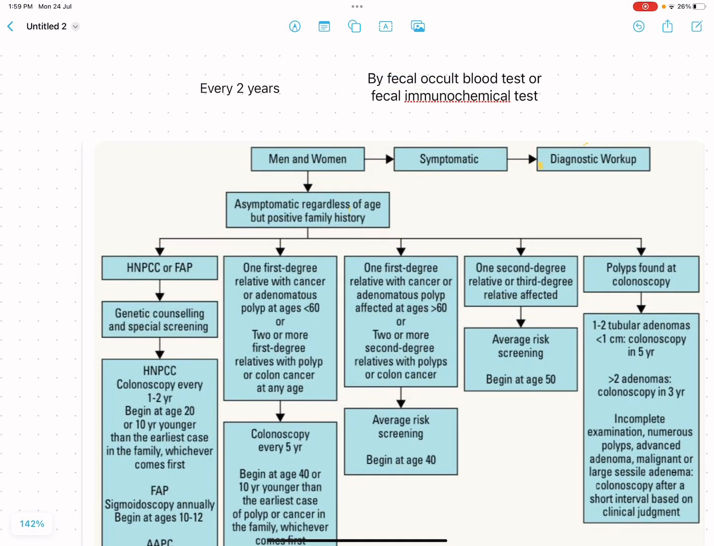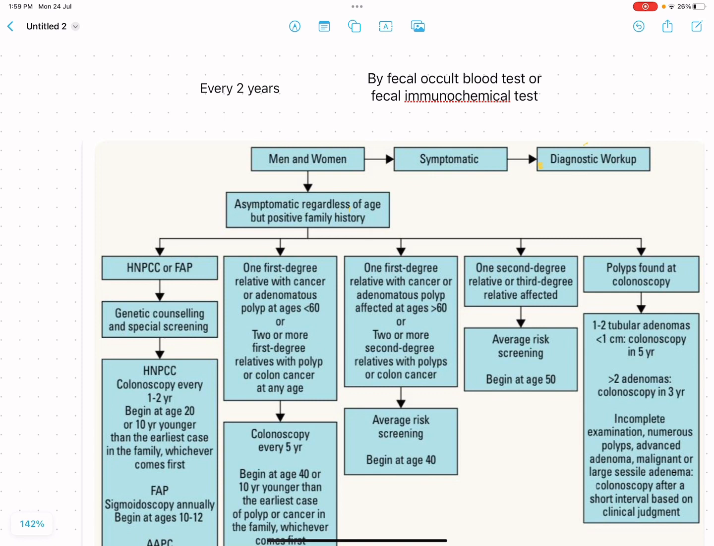If a man or a woman who is asymptomatic has a positive family history, then we are going to do the screening regardless of the age. But we need to know the type of the lesion that the family history is showing, the number of relatives with family history of cancer, and the degree of relativeness.